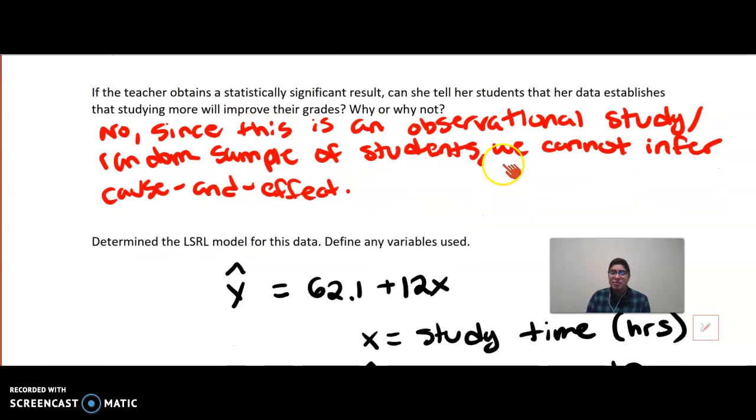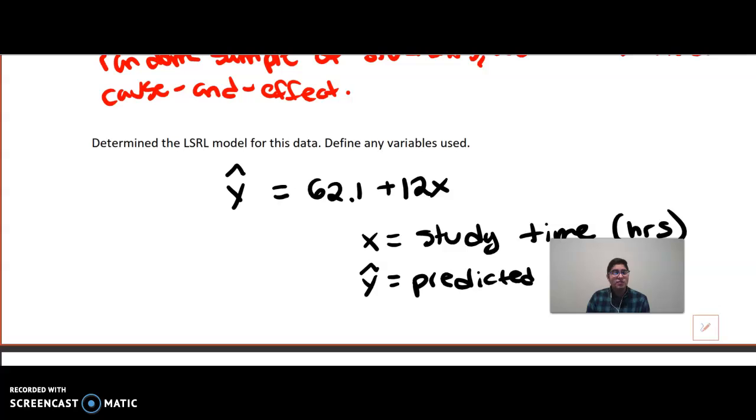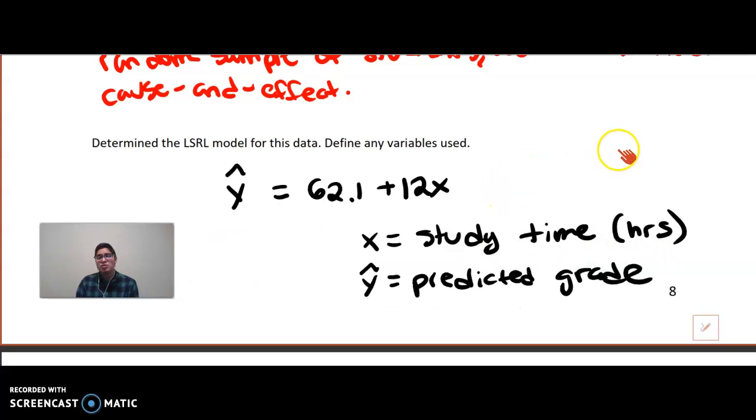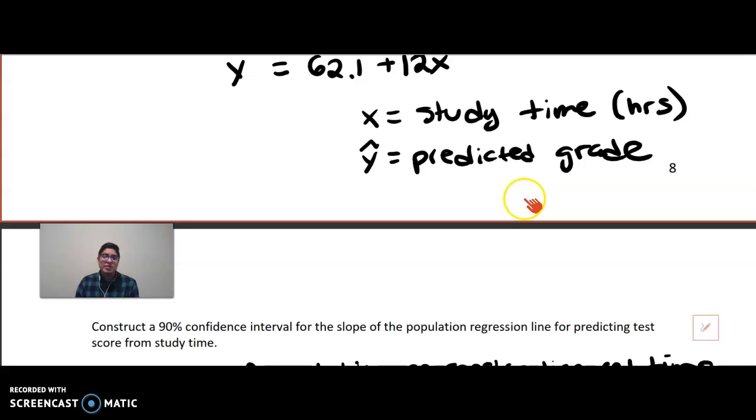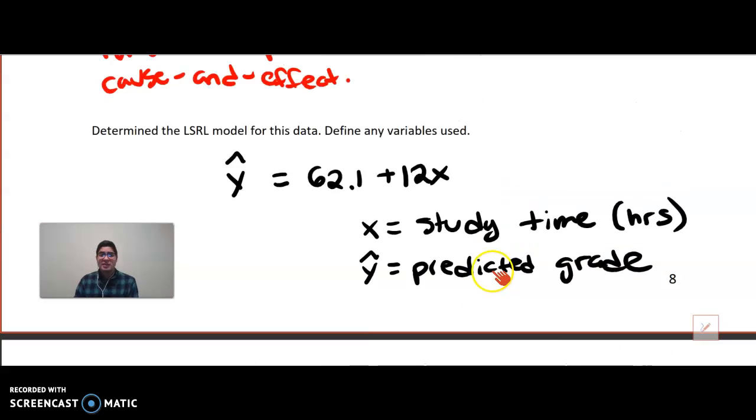Using the computer output, I'm able to define the model as follows. Y hat equals 62.1 plus 12x, where x is our study time in hours, and y hat is our predicted grade on the final. And I'm going to use this information now to construct a 90% confidence interval for the slope of the population regression line for predicting test score from study time.